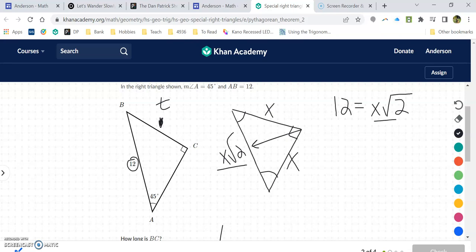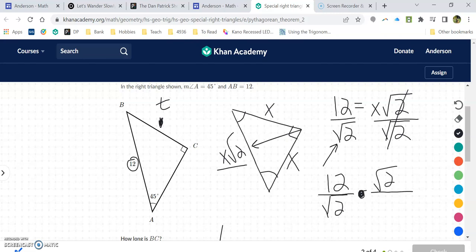So we're going to divide both sides by square root 2, and we have 12 over square root 2. To answer this, we need to get rid of the square root 2 in the denominator, so we need to rationalize the denominator. I'll show you how you do that. We multiply by square root 2 over square root 2, because square root 2 over square root 2 equals 1.